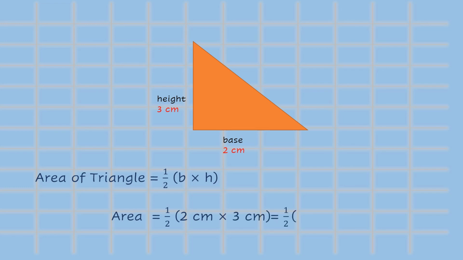height of the triangle. By multiplying these measurements, I'll get 6 centimeters squared, and dividing 6 by 2, I'll get 3 centimeters squared, which is the area of this triangle.